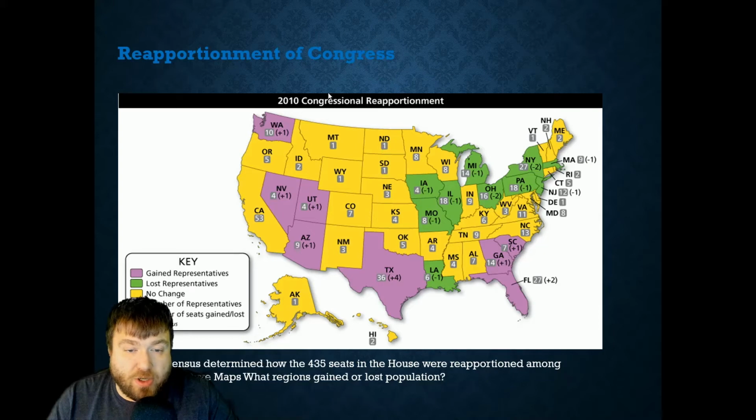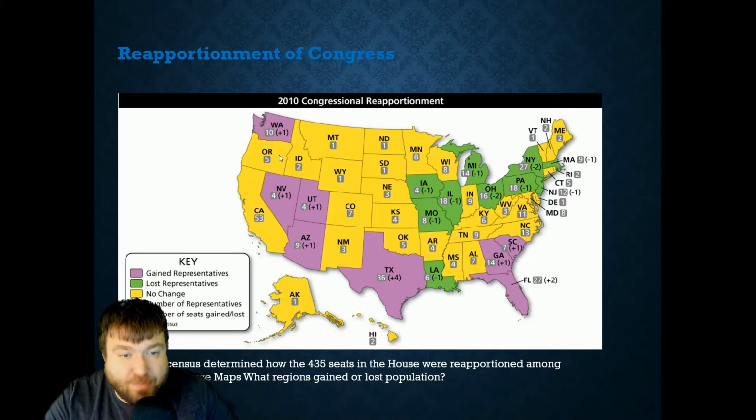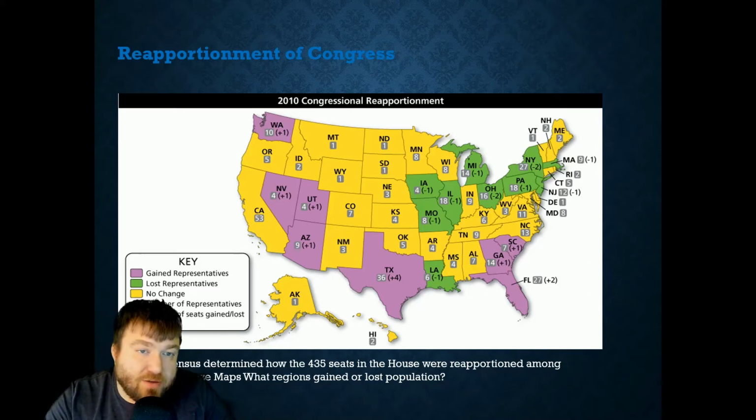So if we look over here to California, they have 53 representatives. And that is simply due to California having a massive population. There's a lot of people that live there. So the more people you have, the more representation you should have in the House of Representatives.